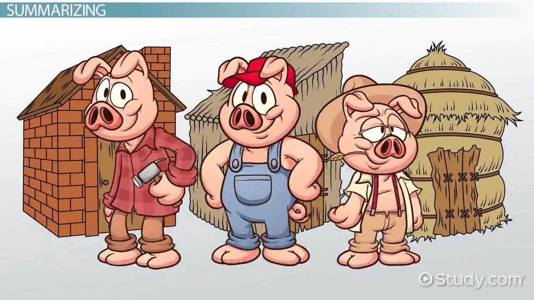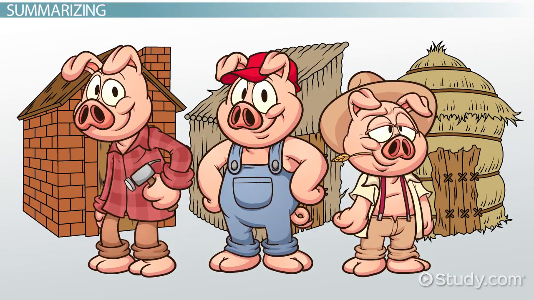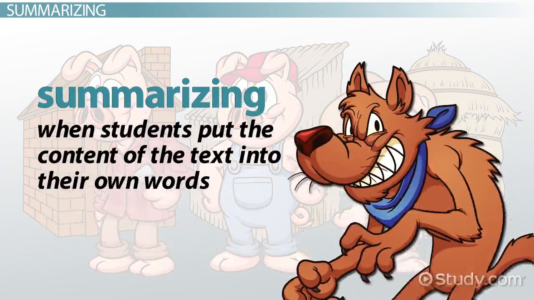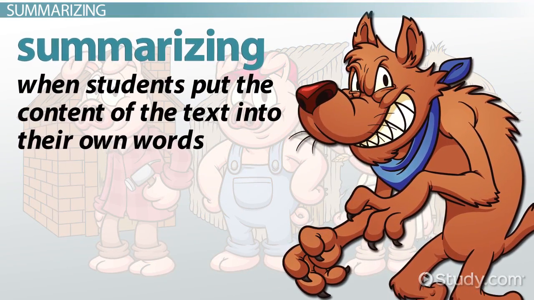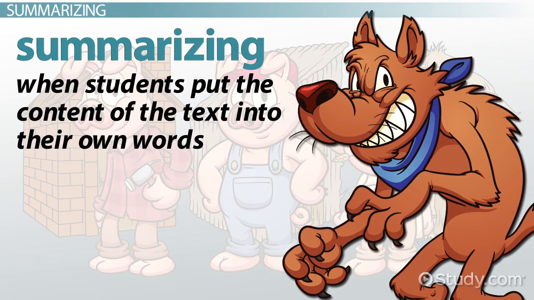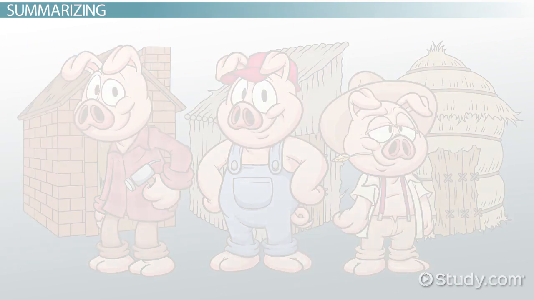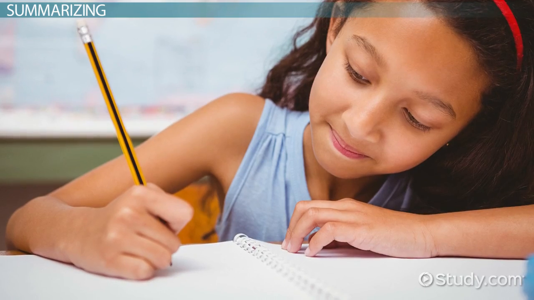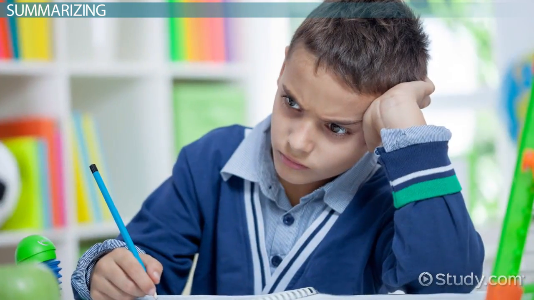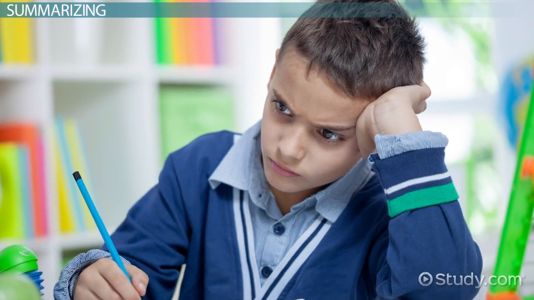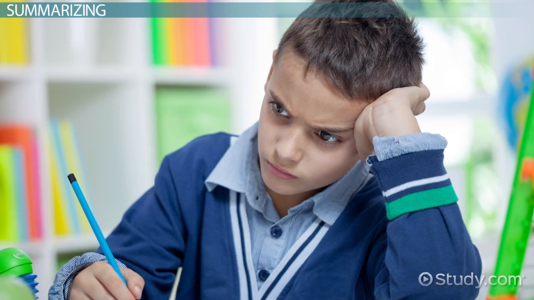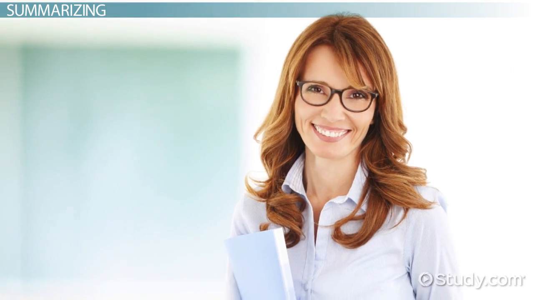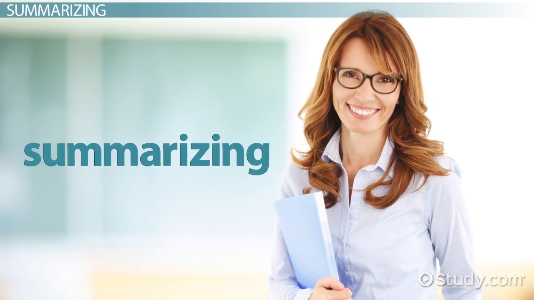Another great strategy is to have students summarize what they've read to check their comprehension of a text. Summarizing is when students put the content of the text into their own words. The summary should include key information from the text, but not be so long that it exceeds the length of the text. Students often have difficulty with this strategy because they either leave out important information or their summaries are too long. Teachers may need to model this particular strategy so that students can become proficient with it.